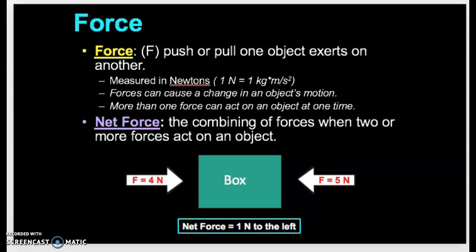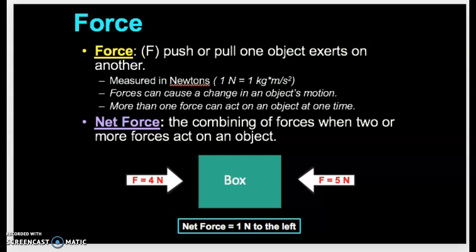So force can cause an object to change its motion. So if I push against a table, depending on how heavy that table is, I should be able to move that table. Or if I get hit by a car, I'm probably going to be moved. So it can be a push or a pull on an object. More than one force can act on an object at a time.